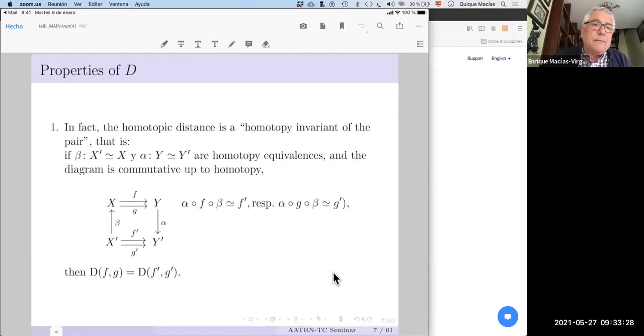So, in fact, the homotopic distance is a homotopy invariant of the pair. That means if you have two pairs of maps connected by homotopy equivalences, like in this diagram, then the distance between F and G is the same as the distance between F prime and G prime.